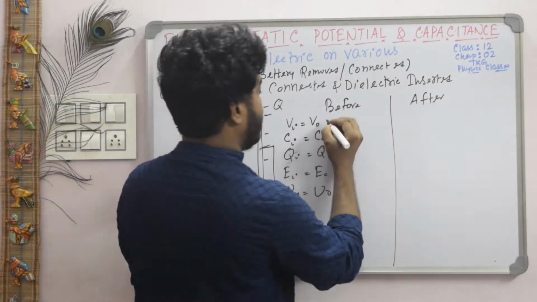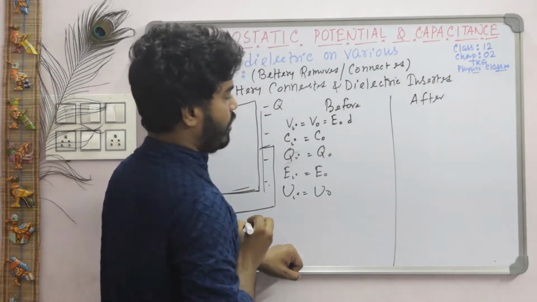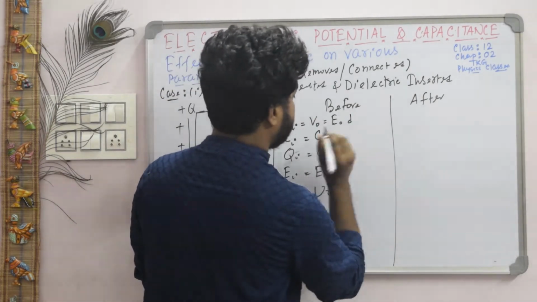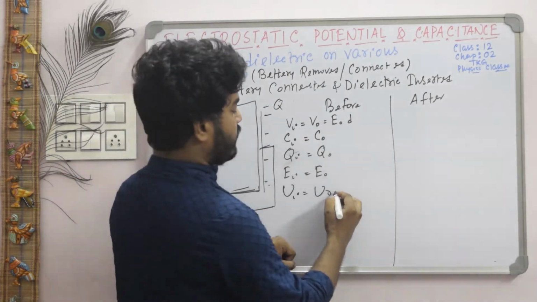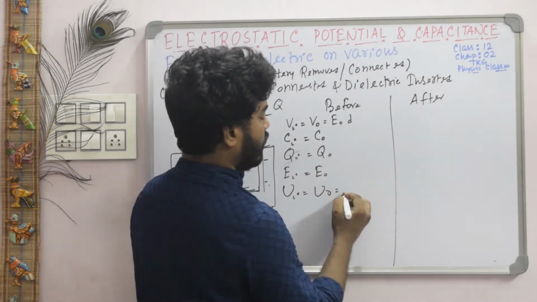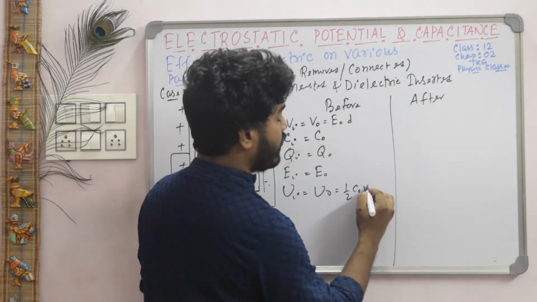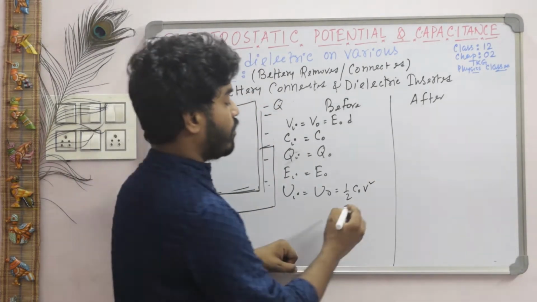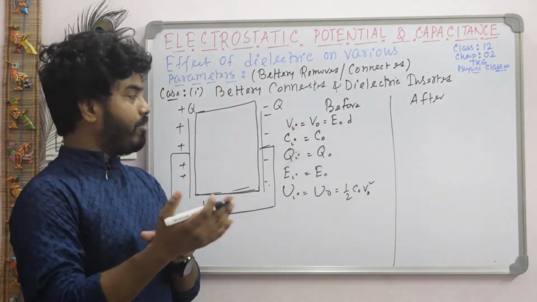What is V naught? V naught is equal to, you know, that is E naught into D. What is C naught? C naught is not needed here, and Q. What is U naught? You can write half CV square, so half C naught V naught square. This is the formula. Now you just think, same condition happened here.